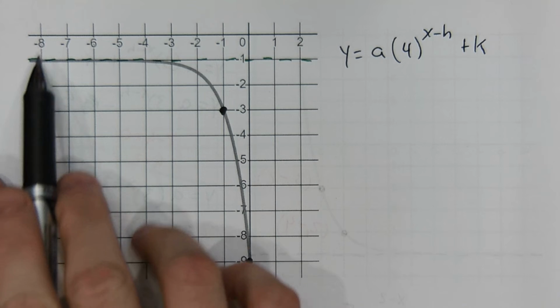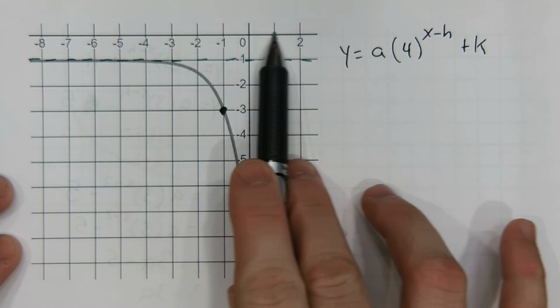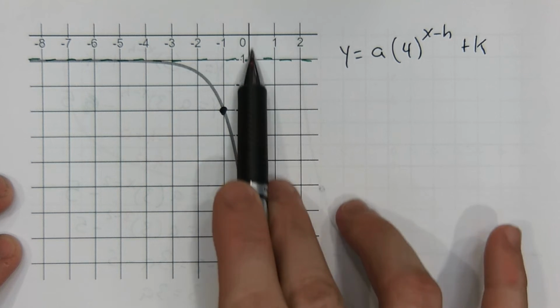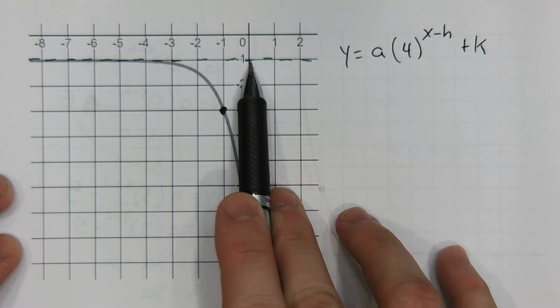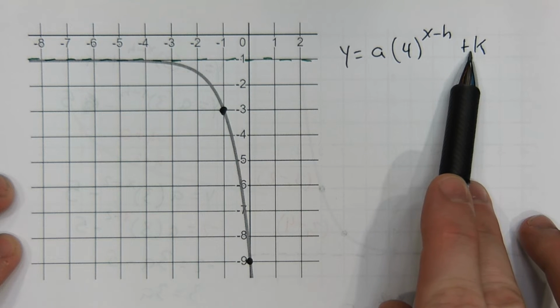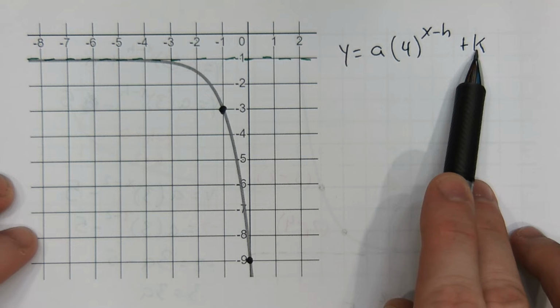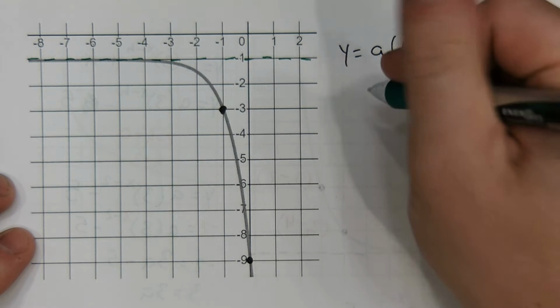Once again, this y equals 0 should have been our horizontal asymptote. It has been shifted down 1 to -1. All of our vertical shifts are going to be found back here. So k for this one happens to be -1.